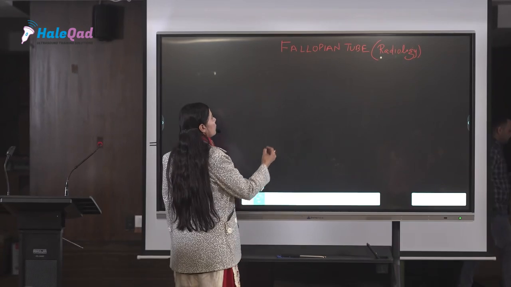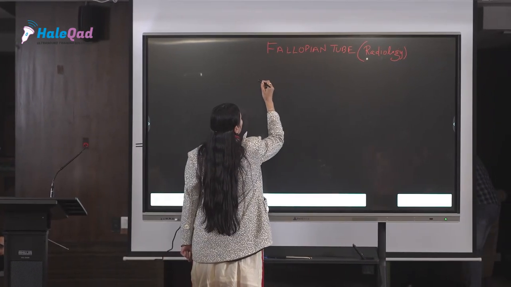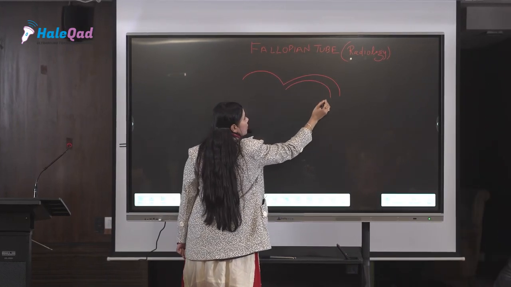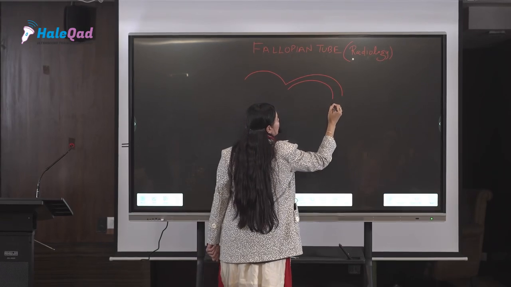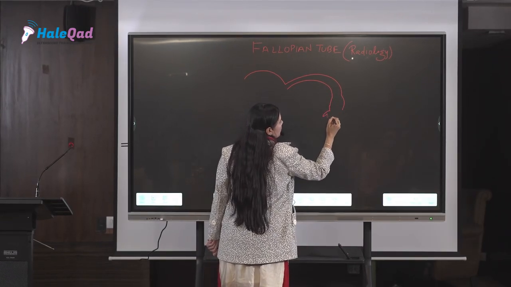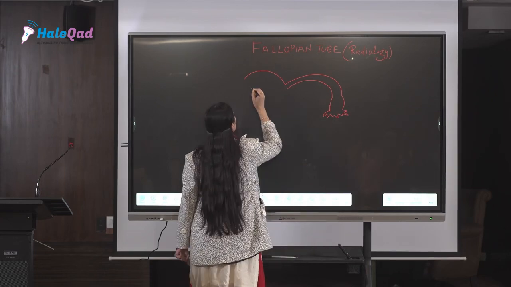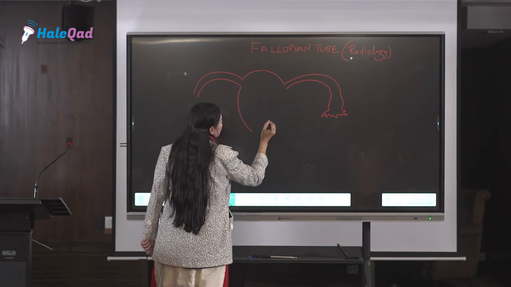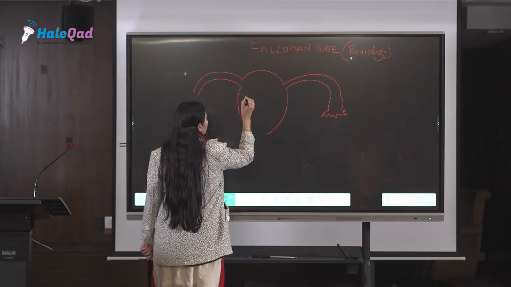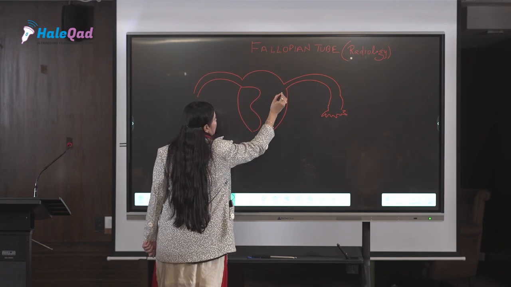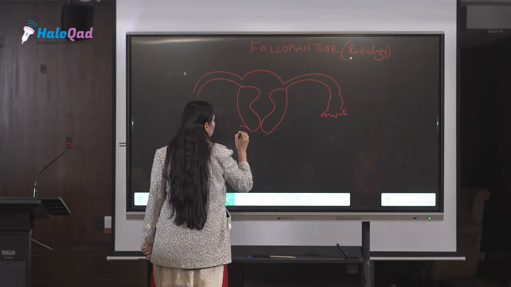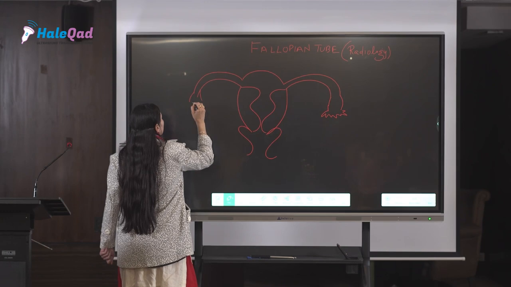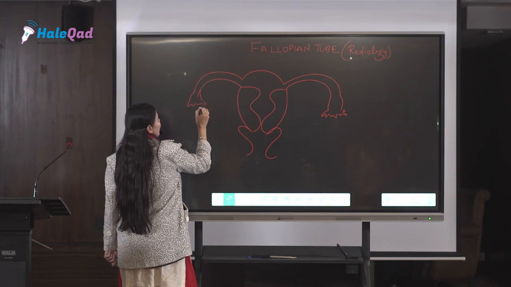So what are these fallopian tubes? This is the uterus. So this is basically a hollow tubular structure which is attached on the lateral wall of the uterus. So this is the uterus, and these are two paired fallopian tubes.